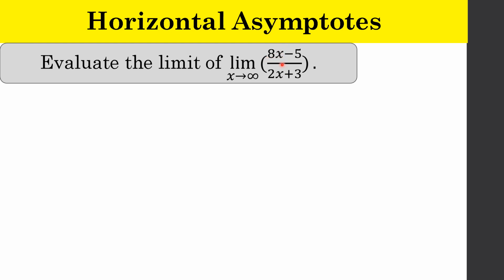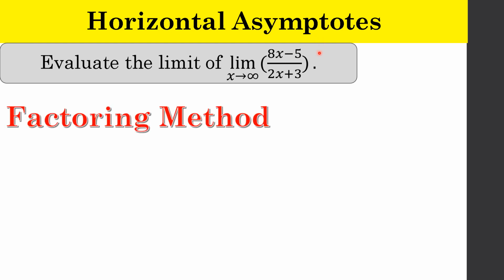Kanina, 1 over x to the fourth power, kasi nga yung degree is 4. So dito naman, the power is 1, then mag-multiply tayo both numerator and denominator by 1 over x raised to n. So factoring method na tayo. Hindi tayo pwedeng gumamit ng direct substitution because it will result to indeterminate. So factor muna natin yung function.